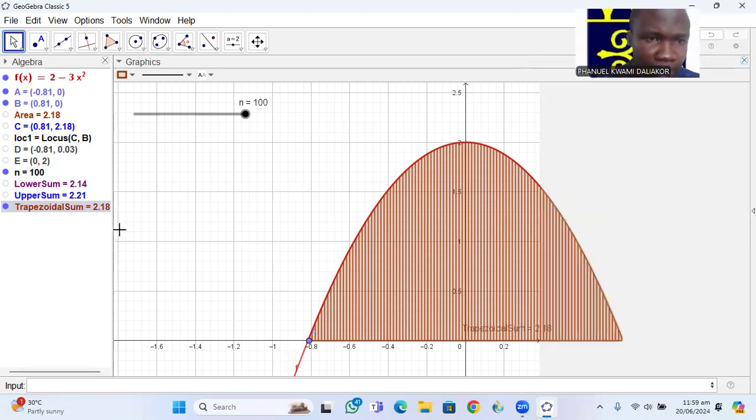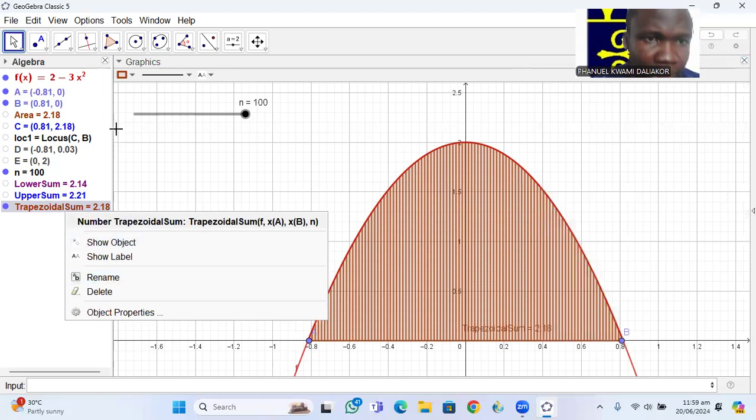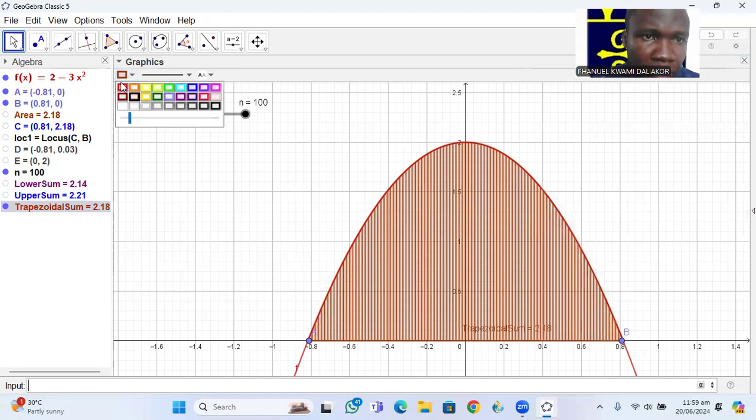So that side, change the color. This one can be okay. Let's use red for this one. Right.